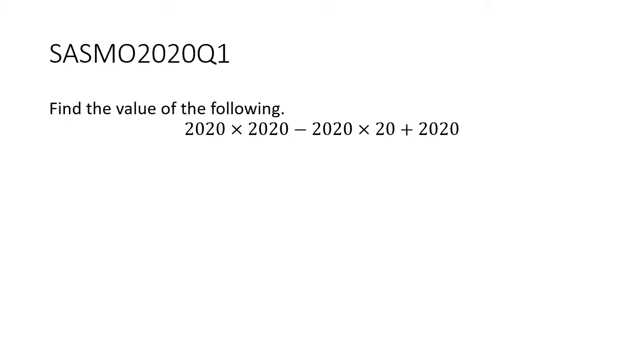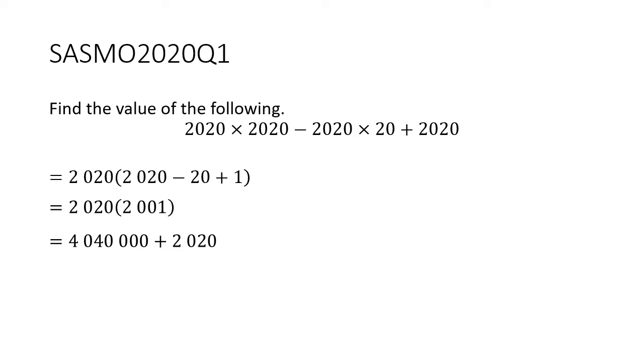First, we can factorize out a 2020, that will leave us in brackets 2020 minus 20 plus 1. Then when you subtract and add that together, you'll get 2001, and we'll split the 2001 into 2000 plus 1 and expand it back again. So when you multiply by 2000, you'll get 4,040,000, and when you multiply by 1, you get 2020. You can add those two numbers together easily. You'll get 4,042,020 as the final answer.